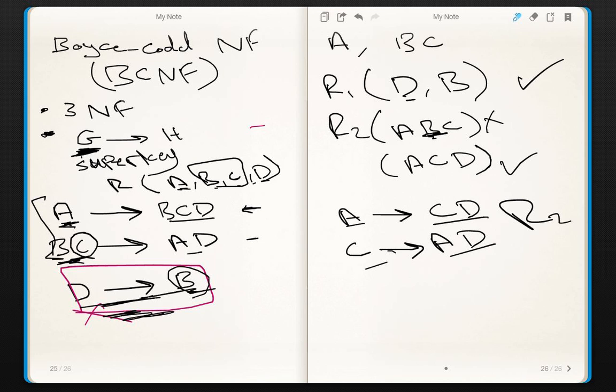So we have divided our one table, which was A, B, C, D, that had a problem where D was not a super key. We divided it into two tables: R1, where D defines B, and the other table with A, C, D. Note that A defines C, D, and C defines AD. So these two are in Boyce-Codd normal form. Okay, easy enough, I think.